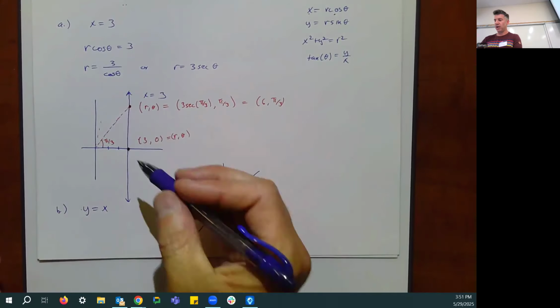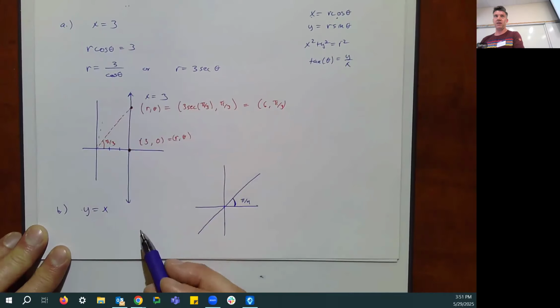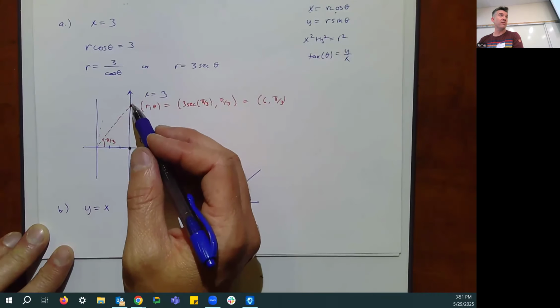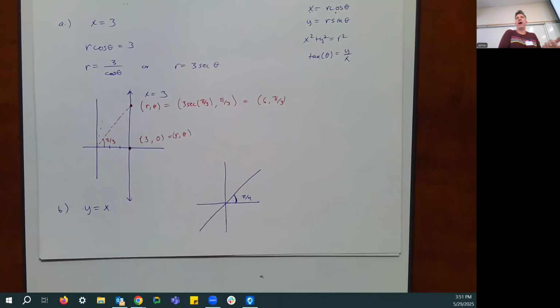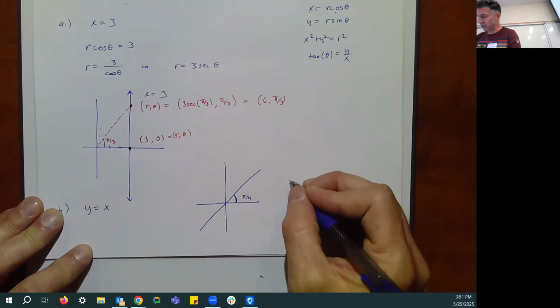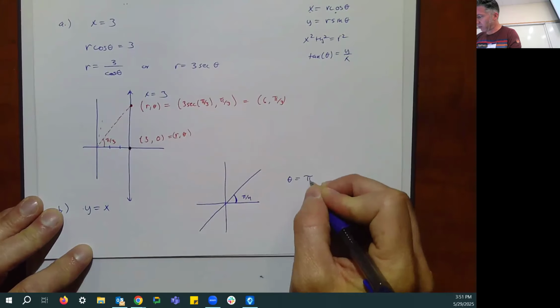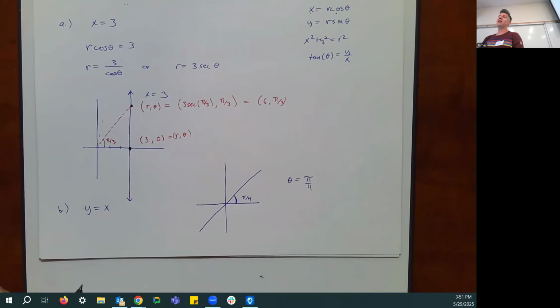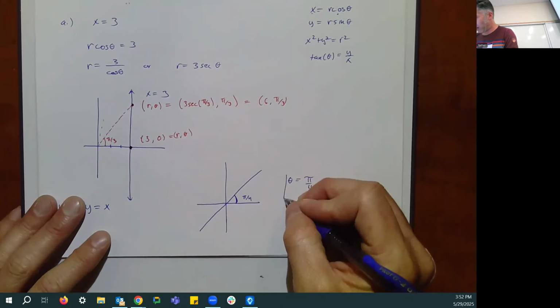So just like here for the line x equals 3, y can be anything. So we don't end up having the variable y, or y is what's called a free variable. Here, this equation is theta equal to pi over 4. And technically, you could write theta equal to 5 pi over 4 or 9 pi over 4, or any, you could keep adding pi to it, and those would all be correct. But this is the right way to write it.